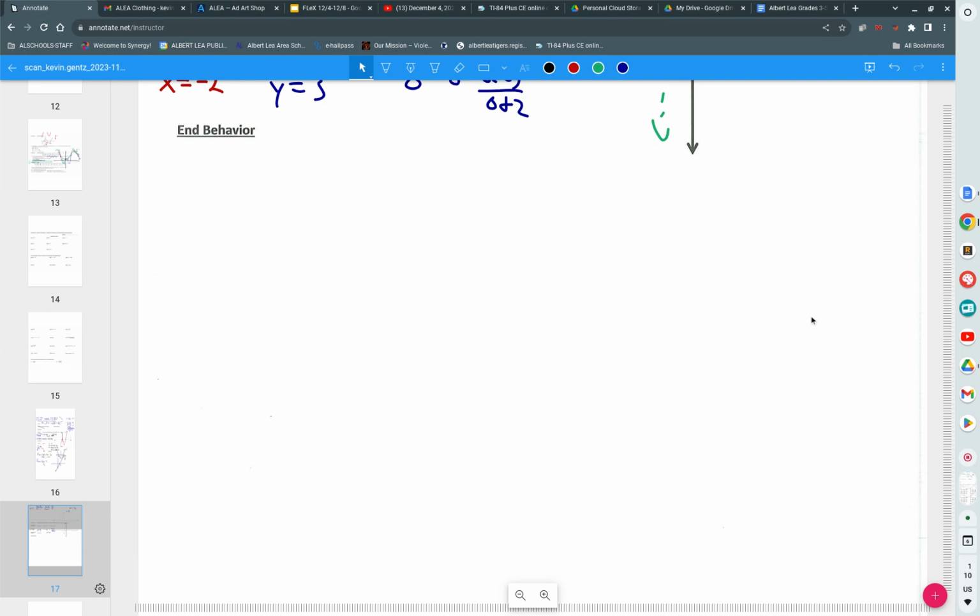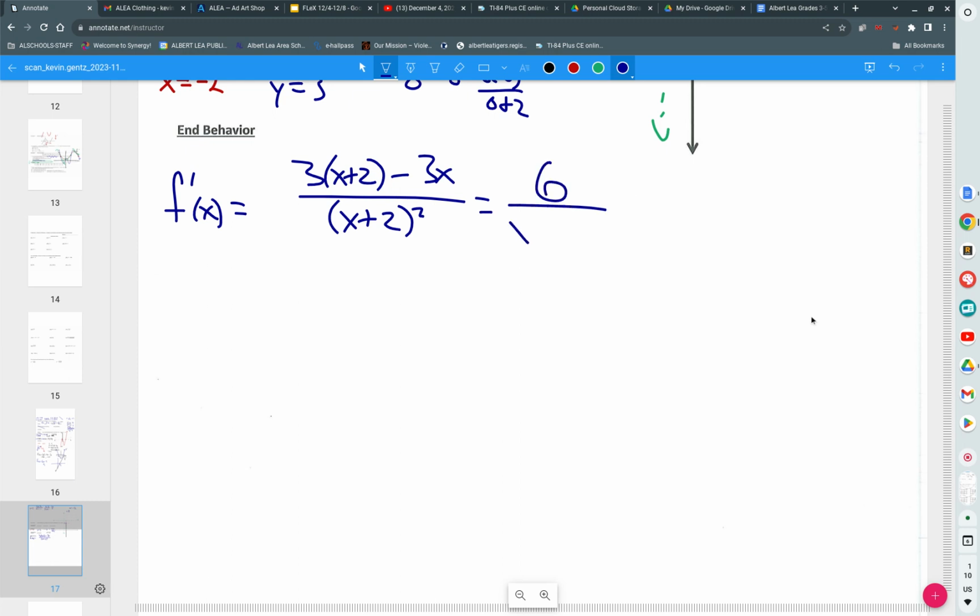We have f prime of x is equal to, how do I find this derivative? The quotient rule. What is the derivative of the top? 3 times x plus 2 minus, which is just 3x, all over x plus 2 quantity squared. What do you get in the top? 6. I get 6, and in the bottom, I have x plus 2 quantity squared.